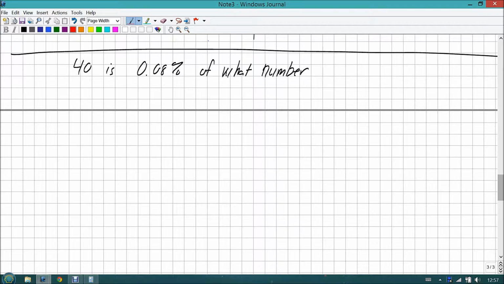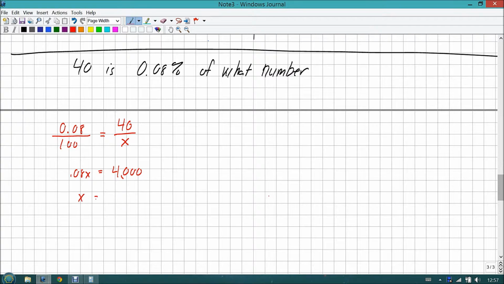But again, I'm going to go back to that "is" over "of" is equal to percent over 100. So percent over 100, 0.08% over 100, has to be "is" over "of." Well, the "is," I think, is associated with the 40. So I'd say 40 over the number that I'm looking for. And now I do the arithmetic. Okay, so I got 0.08x is equal to 4,000.